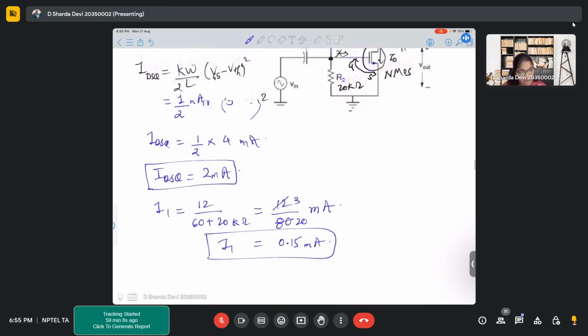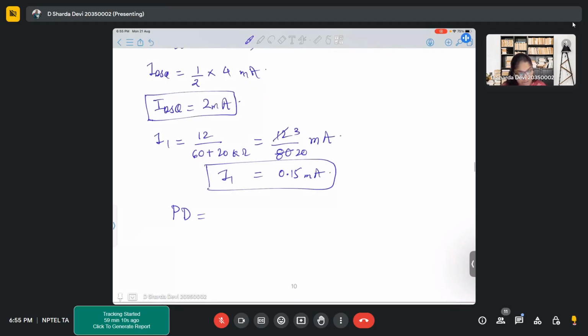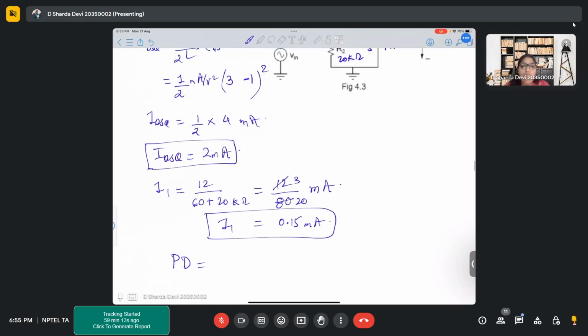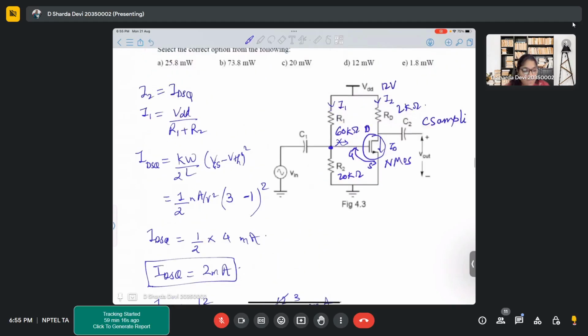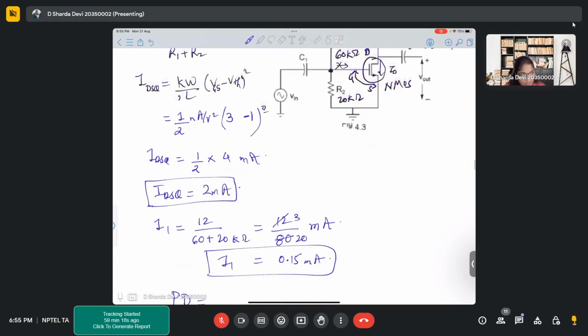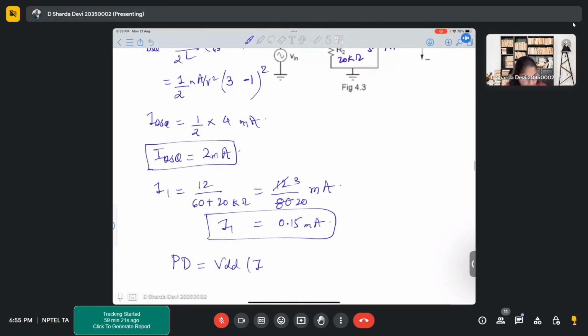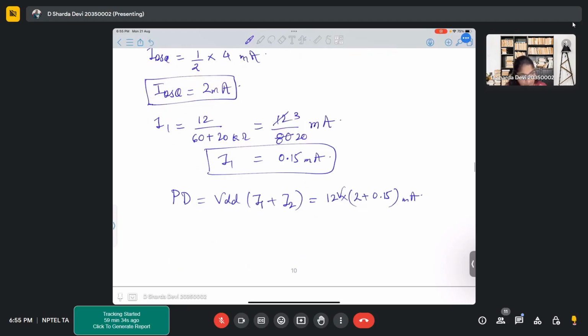So how do we write power dissipation? What is power dissipation? It is V times I: VDD times the current drawn from the supply. VDD into the current drawn by the supply, which is I1 plus I2. That is 12 into (2 plus 0.15) milliamperes, with 12 in volts. So the power dissipation that we get is 25.8 milliwatt.